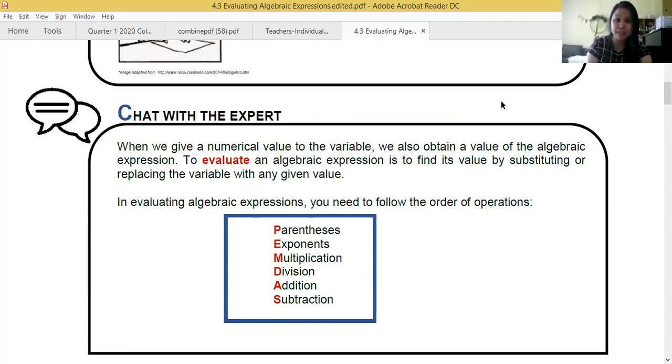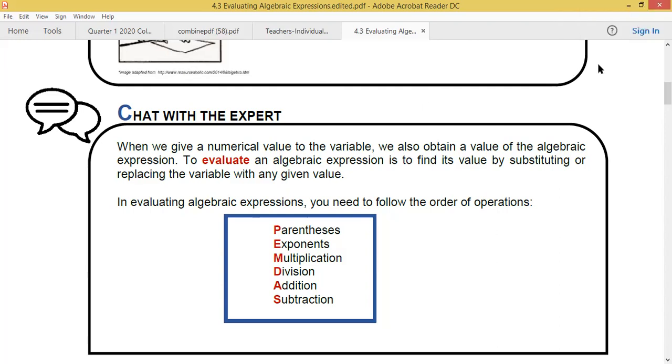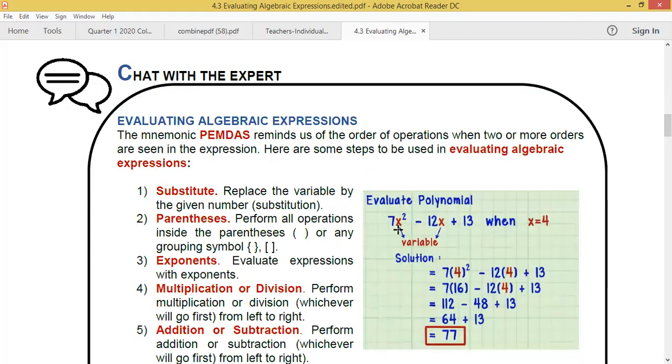How do we evaluate algebraic expressions? I think you have heard of this term, PEMDAS. First, you work with the parentheses, then followed by the exponents. The next will be multiplication or division. Again, that is multiplication or division. Then the next one is addition or subtraction. Let's have an example of this one.